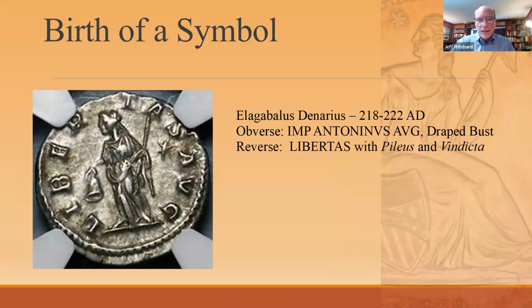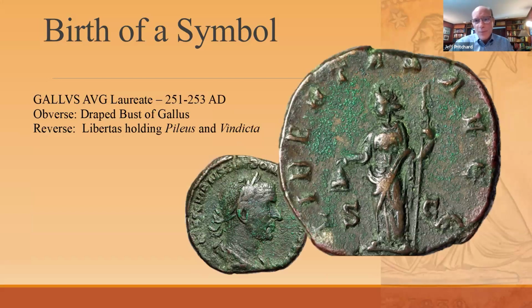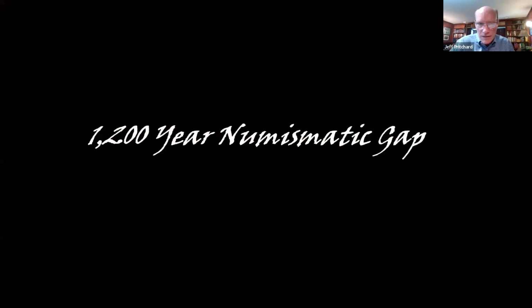But anyway, as I mentioned, Libertas appeared on that early Roman coinage from time to time. This is an Elagabalus denarius from 220 AD. And again, you can see Libertas holding the staff and the Liberty Cap. This is another example of Libertas on a Roman coin. The last known appearance of Libertas with the Liberty Cap on Roman coinage was in 284 AD. And after that, there was nothing.